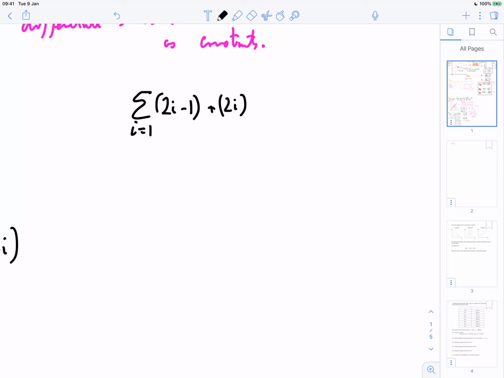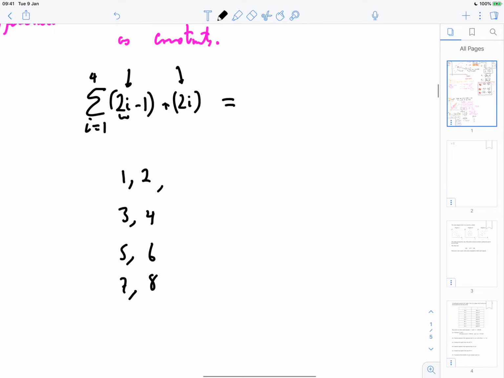Let's say we're doing this from 1 to 4. So the first term would be 2 lots of 1 minus 1, which is 1, plus 2 lots of 1, which is 2. What would the second term be? I'd plug the 2 into the i's, so 2 lots of 2 minus 1 is 3, 2 lots of 2 is 4. The third term: 2 lots of 3 minus 1 is 5, plus 2 lots of 3 is 6. The fourth term: 2 lots of 4 minus 1 is 7, plus 2 lots of 4 is 8.